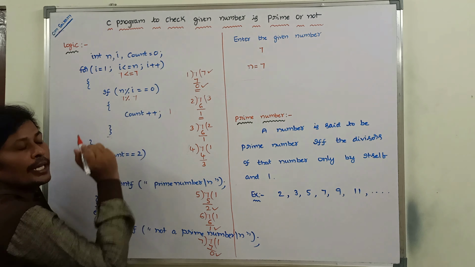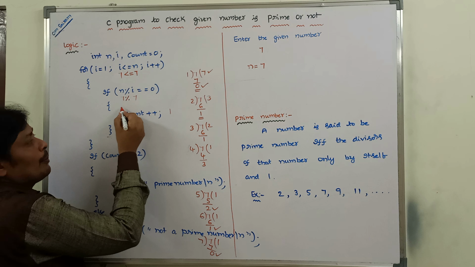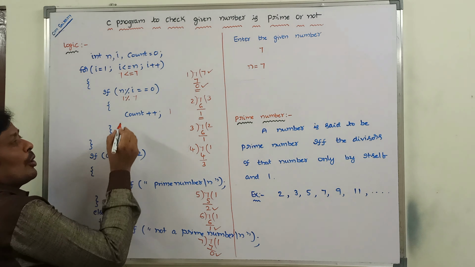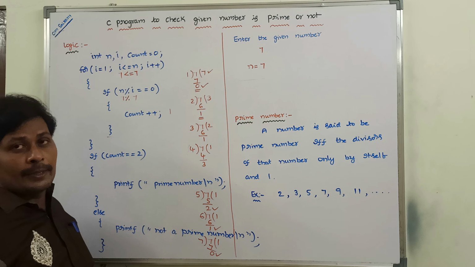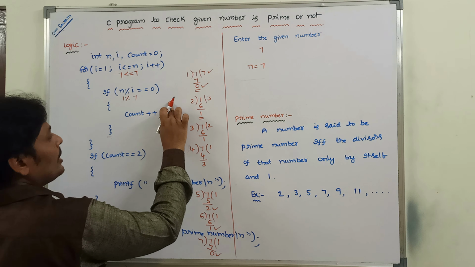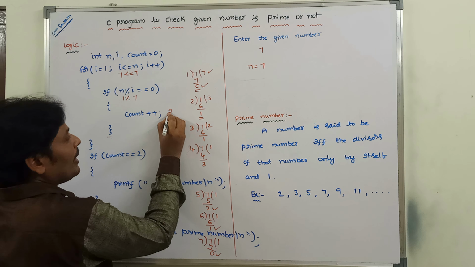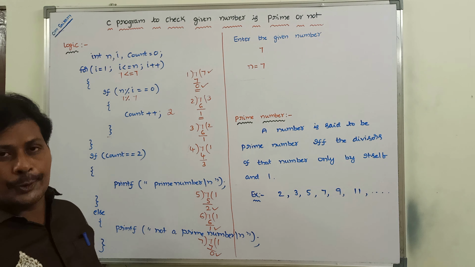If the condition is true, then the control goes to the body of the if block. In that body of the if block, count plus plus. Previous count value is 1. Now count value is incremented by 1. Now count value is 2.